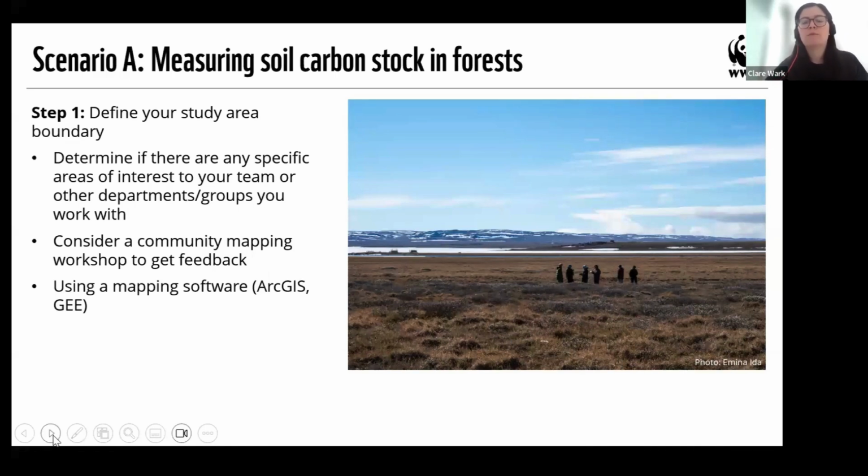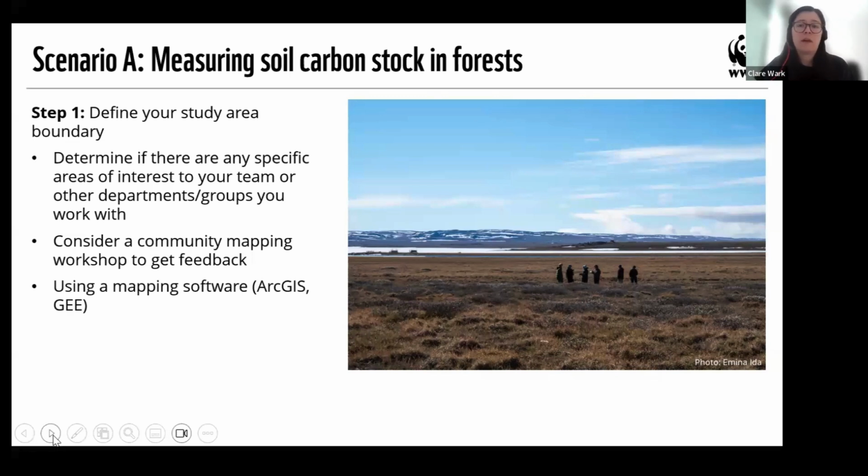So in our first scenario for large forests, we are going to start by defining our study area. This will involve discussion within your team or organization to ensure no key areas are left out. For example, if you are looking at a large forest, maybe including a parcel of the forest where there's been no known harvesting in the past.